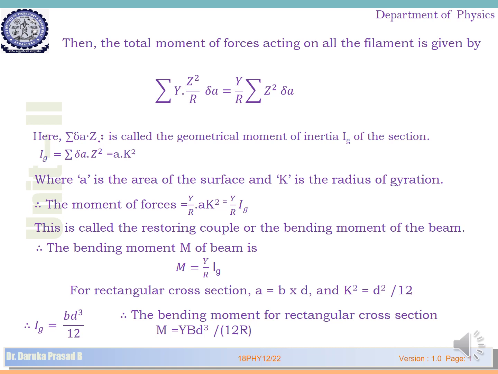Moment of inertia is mass into the radial distance square. Here, instead of mass, we take an area. Hence, area into the radial perpendicular distance square, that is delta A into Z square, all summed, which can be called the geometrical moment of inertia, noted as Ig. So, the geometrical moment of inertia Ig is equal to the summation of delta A into Z square.